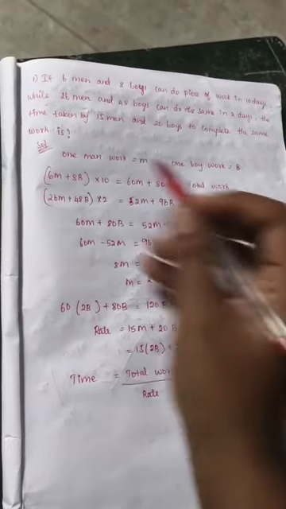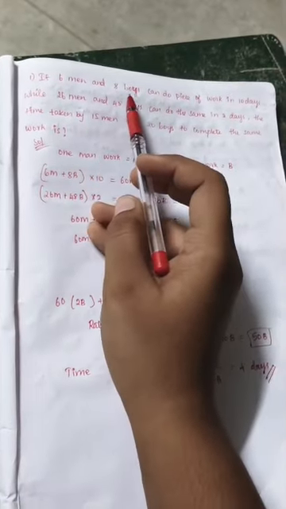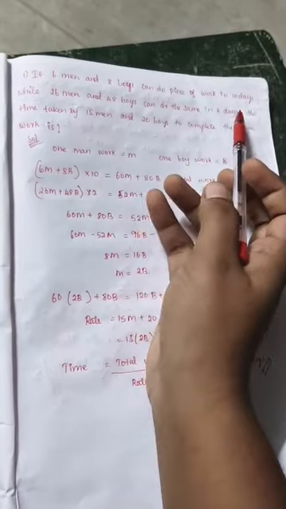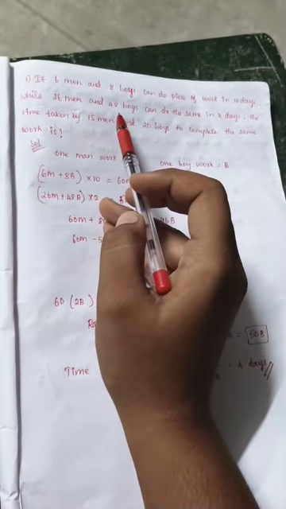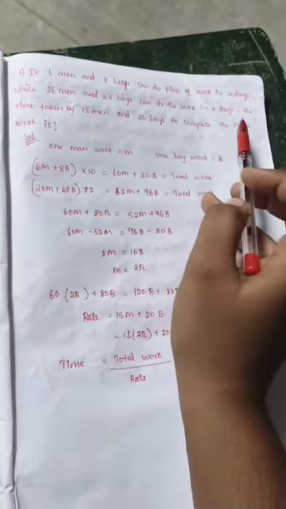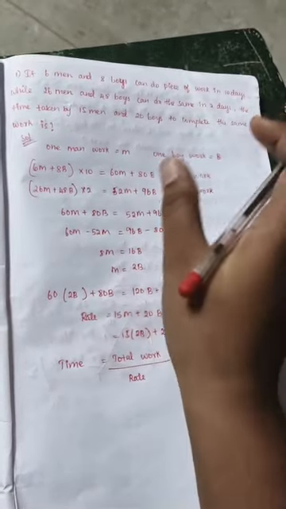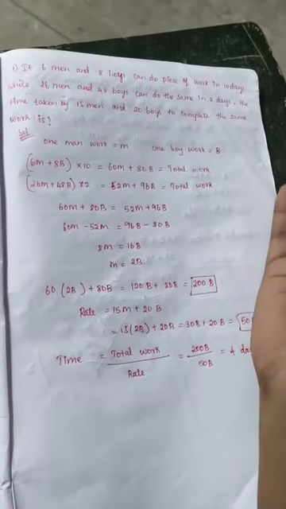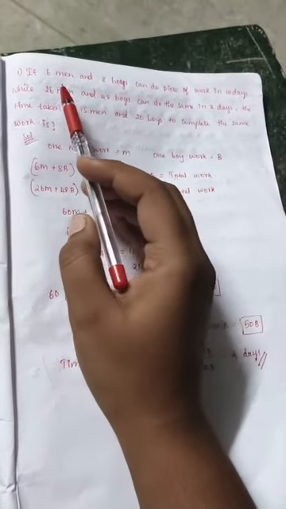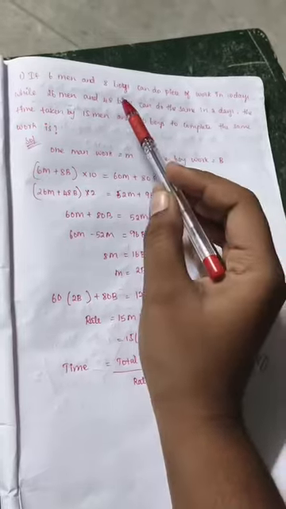So the first question given is, if 6 men and 8 boys can do a piece of work in 10 days and 26 men and 48 boys can do the same work in 2 days, then 15 men and 20 boys will take how much time to complete the same work? That is the question. To solve that, we are taking the men as M and boys as B.